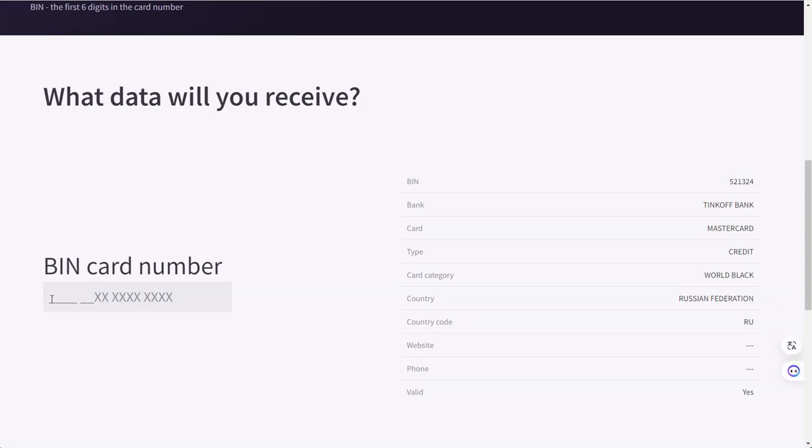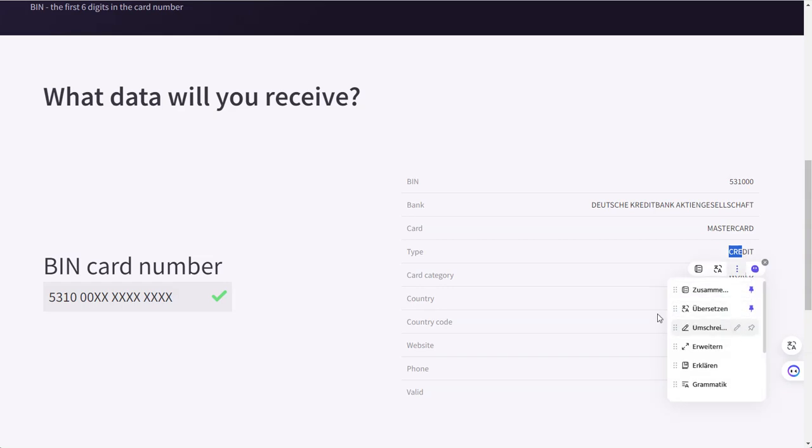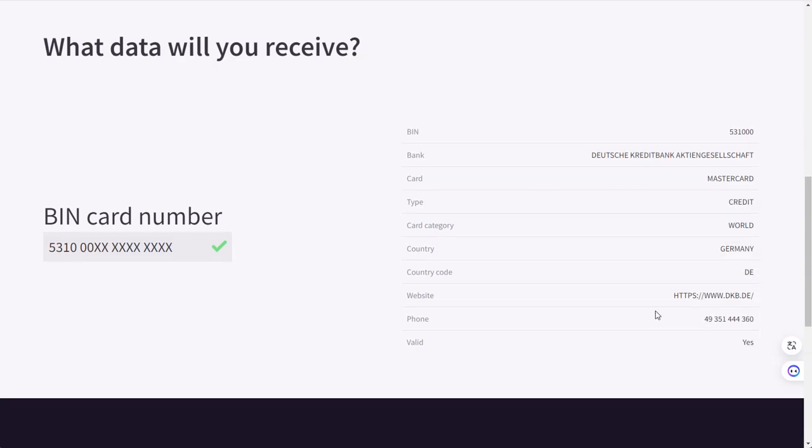So, let me just enter the first 6 digits of my debit card. This is just a random crypto debit card. I will not tell you the name. So that's a German bank, right? That's a German bank. So certainly I will not use that card if I want to do a transaction above 1,000 euro once the travel rule is implemented in Europe, because I reside in Europe.